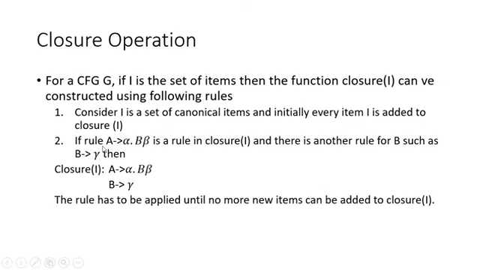If rule A derives alpha dot beta, B beta is a rule in closure I, and there is another rule for B such that B derives gamma. So if you notice that in the closure there is dot B, and there is some rule that B derives gamma, then that also has to be added to it. So let's look at it.